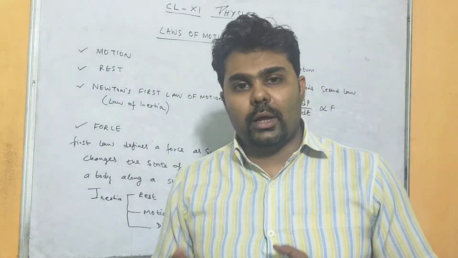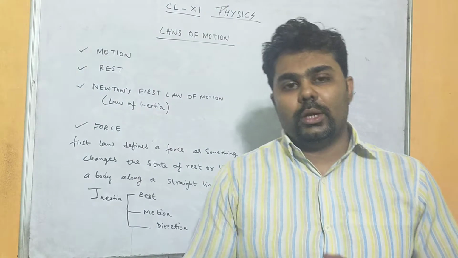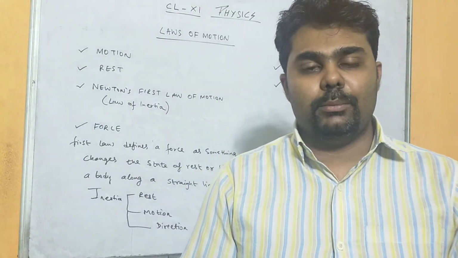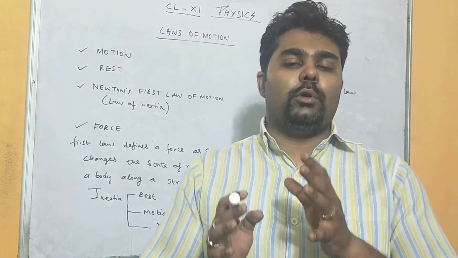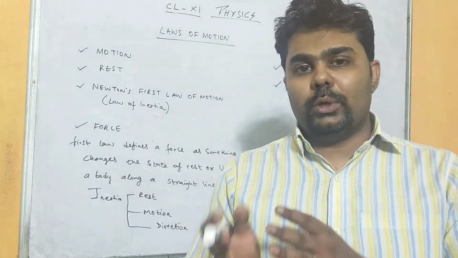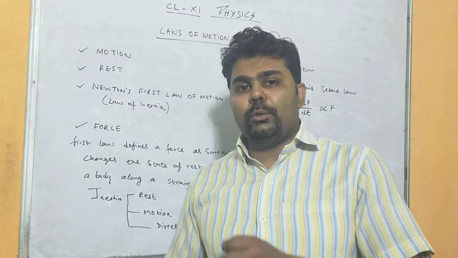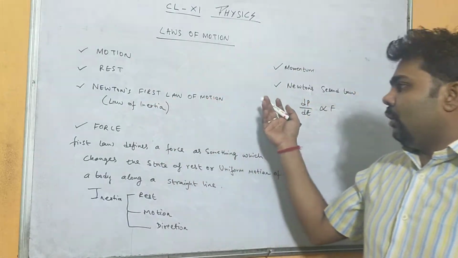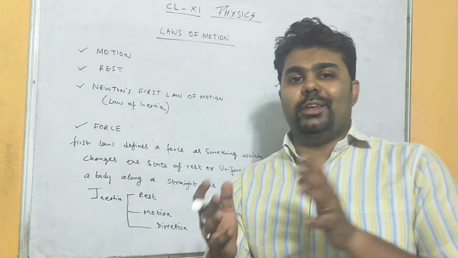Similarly, if you roll a ball on the ground, the ball will keep on rolling until and unless there is friction between the ball and the ground, or if you are not stopping it. If you don't apply any external force, that object will keep on rolling, right? So this was Newton's first law of motion, which is also called the law of inertia.